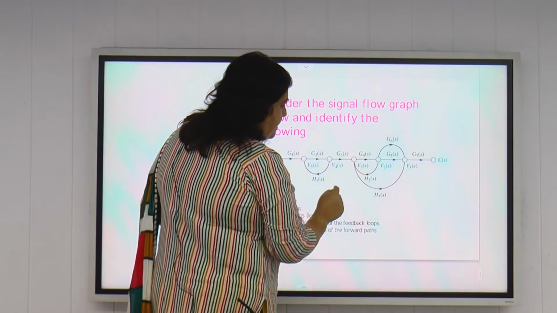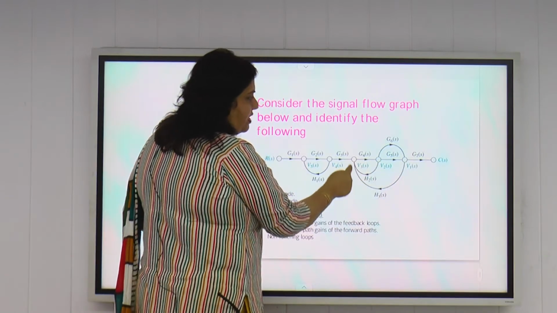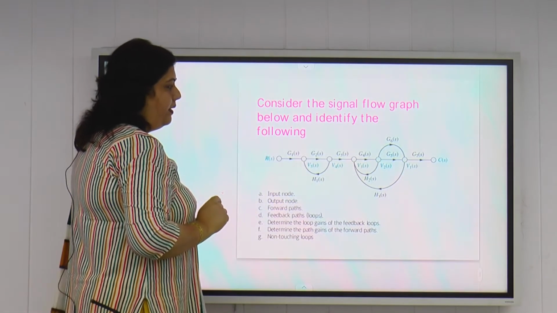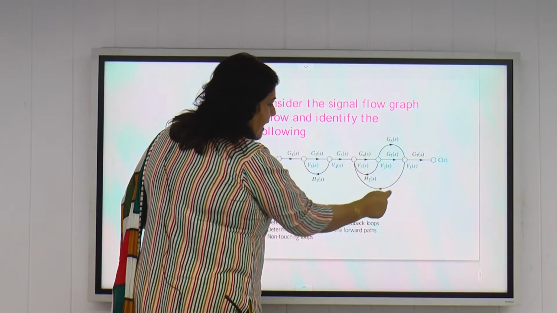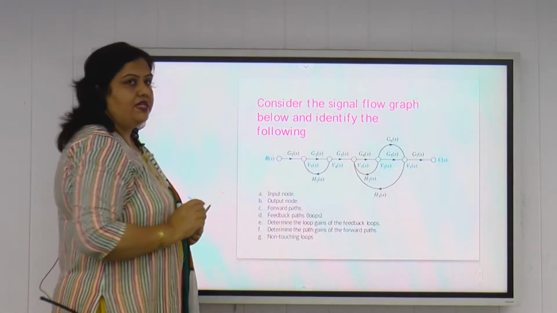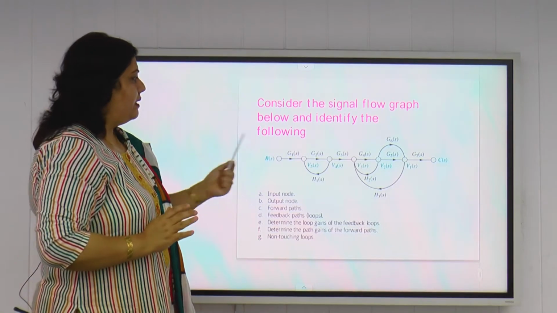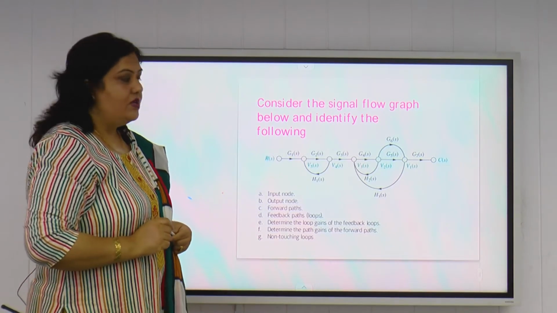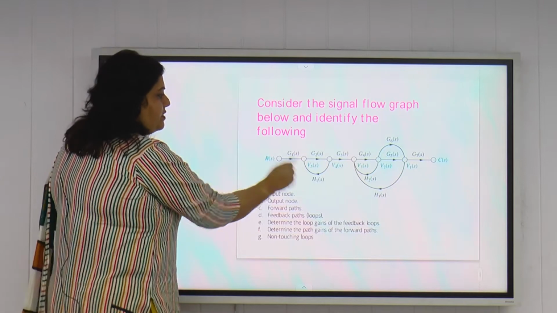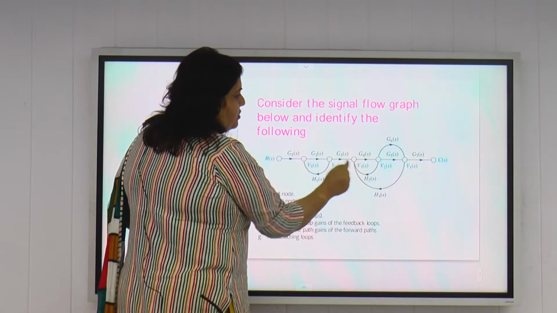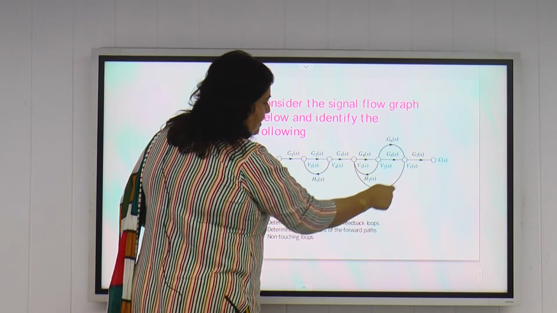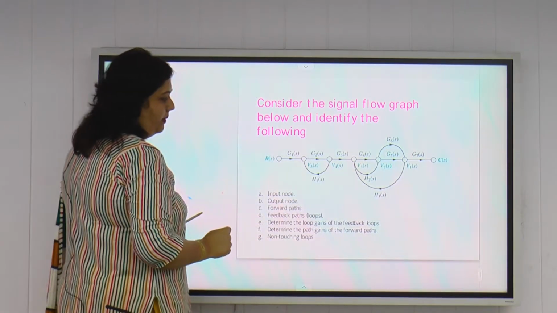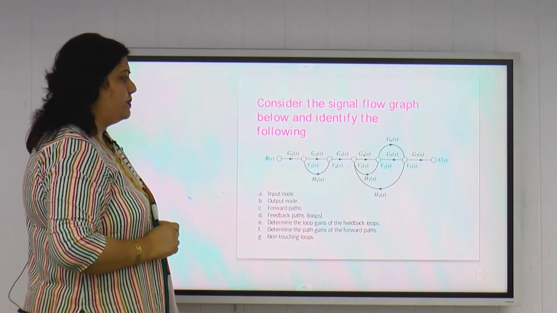The third loop we can say is G4 G5 H3. This is the third loop here. So next loop we can say G4 G6 and H3. This is the next loop. So these are the loops that are present in this signal flow graph. So loop gains, we can say G2 H1 is the first loop gain, G4 H2 is the second loop gain, G4 G6 H3 is the third loop gain. So these are some loops.